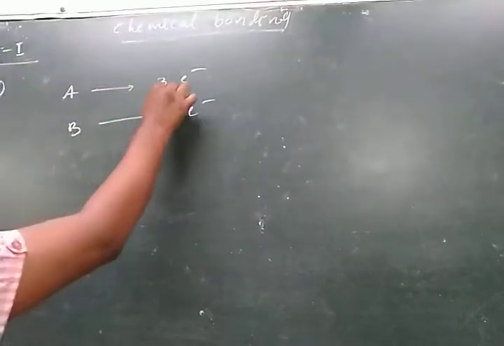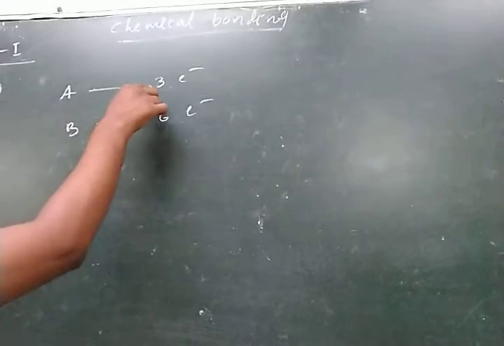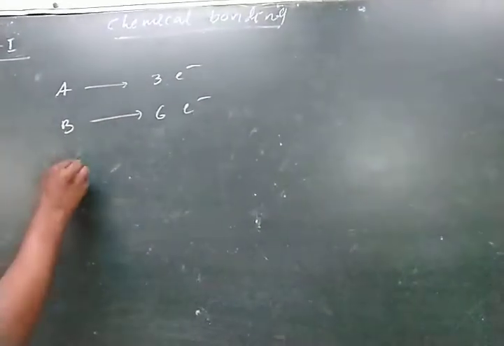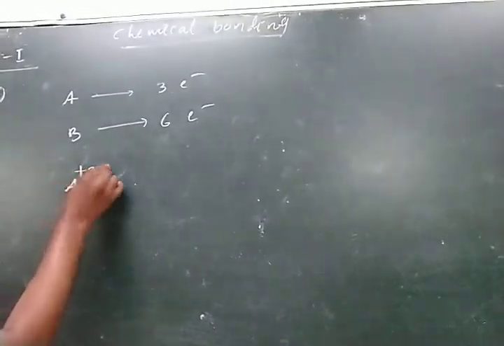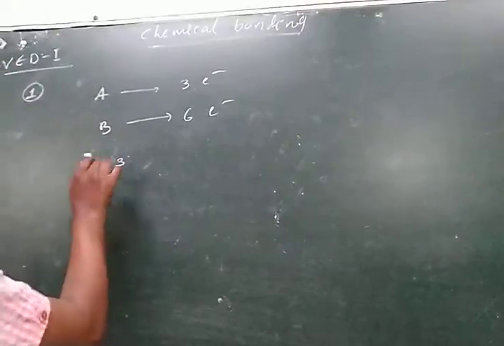A has 3 valency electrons, so the oxidation state of A must be plus 3. So the valency of A is 3.